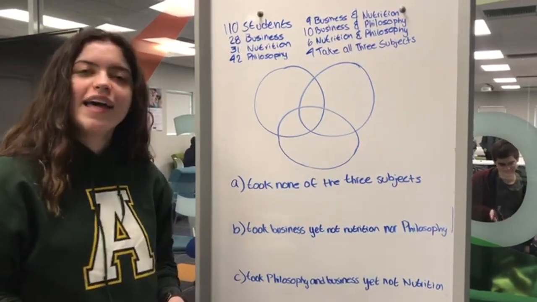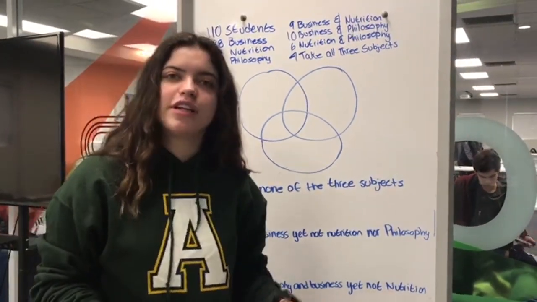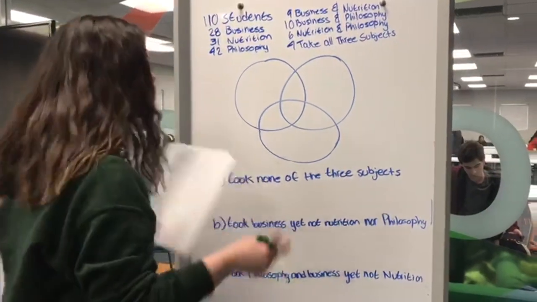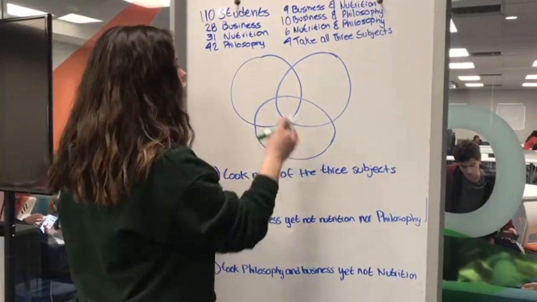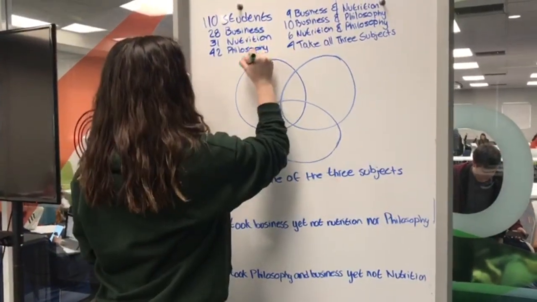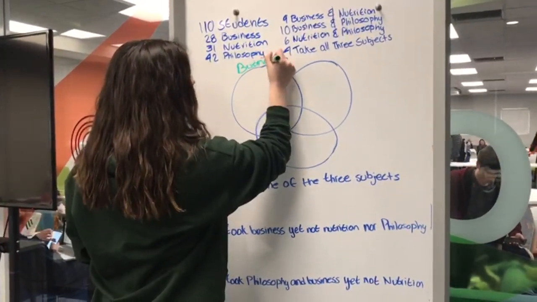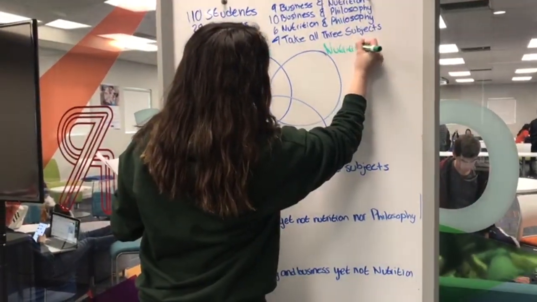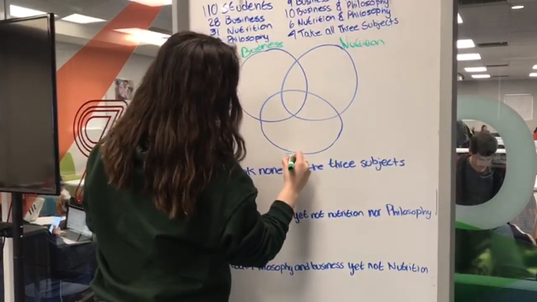Today we're going to fill in the information in the Venn diagram given to us, and this is how we're going to do it. First, we're going to label each of the circles with its category. First, it's business. Then nutrition. And last, philosophy.